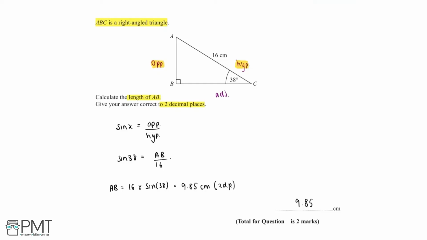Now this question is worth 2 marks. We get the first mark for saying that sine 38 is equal to AB over 16. And we get the second and final mark for getting the correct answer of 9.85 centimeters to 2 decimal places. And so we've now achieved the full 2 marks needed in this question.